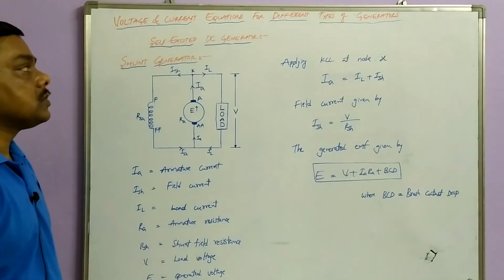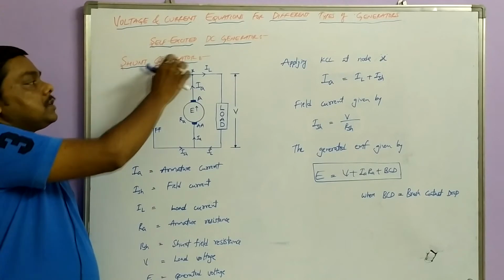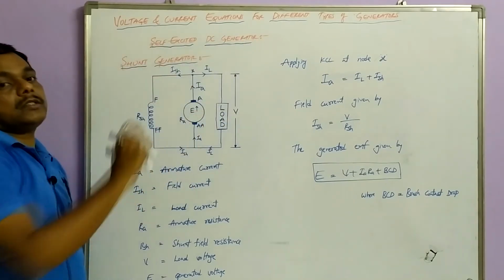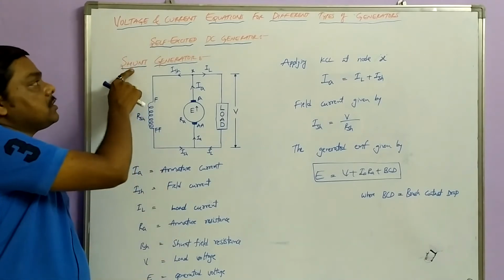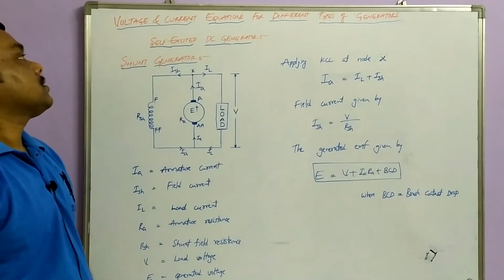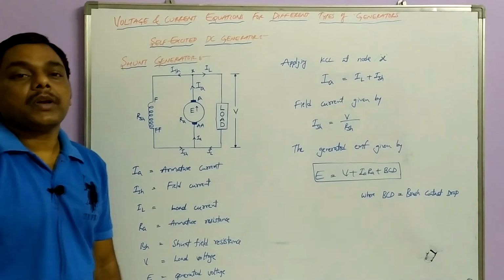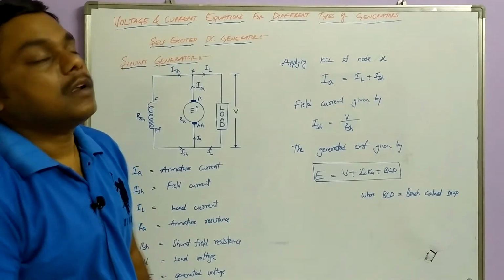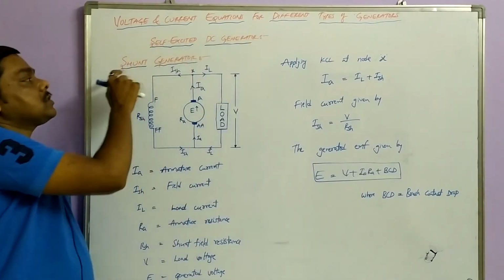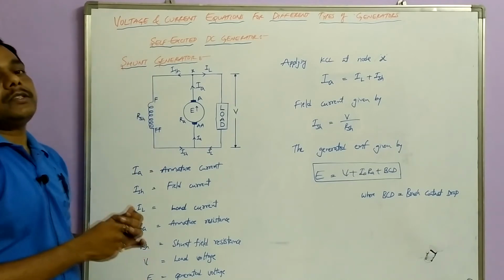Okay, we are going to discuss the shunt generator and the voltage current relations for this shunt generator. Basically, a shunt generator is a self-excited DC generator. Last class we discussed the separately excited DC generator. Now we will discuss self-excited generators. First one is the shunt generator.